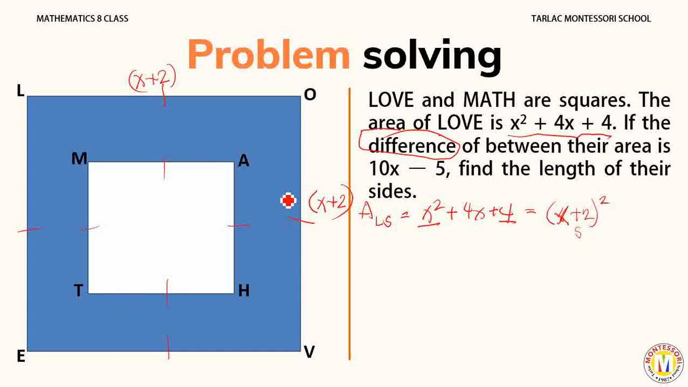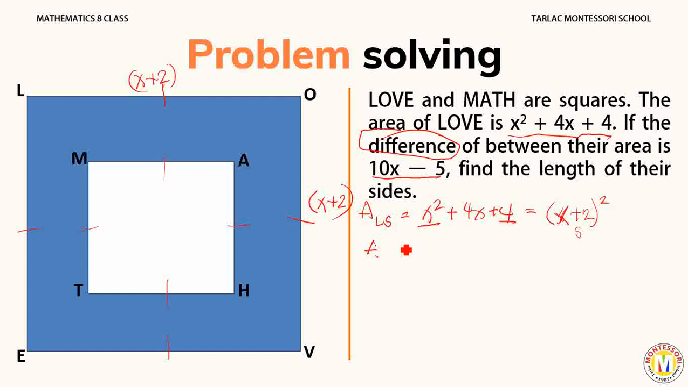And then we're yet to find the measurement of the side of square MATH. So how are we going to find that one? We are not given the area of the square MATH. But we're given the fact that the difference of the areas of the two squares is 10x minus 5. That means the area of the larger square minus the area of the smaller square is equal to 10x minus 5.